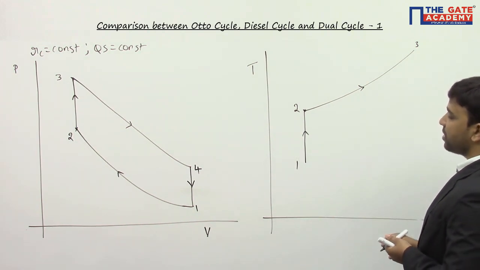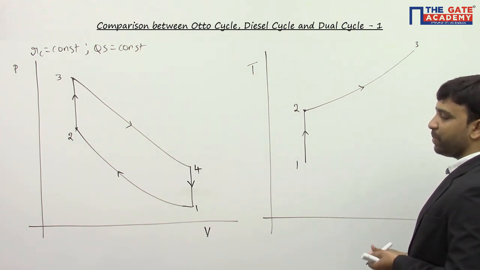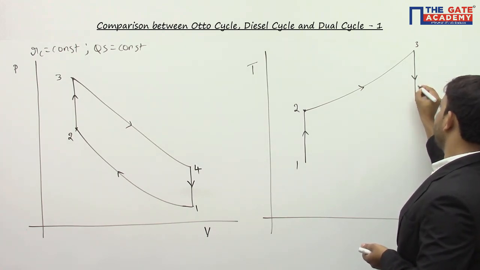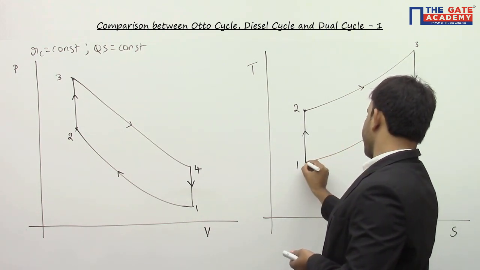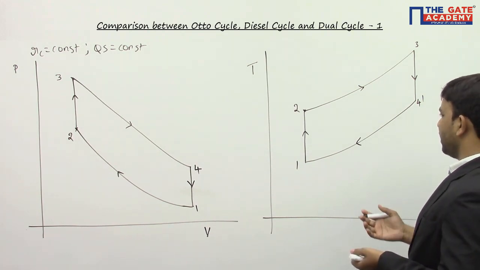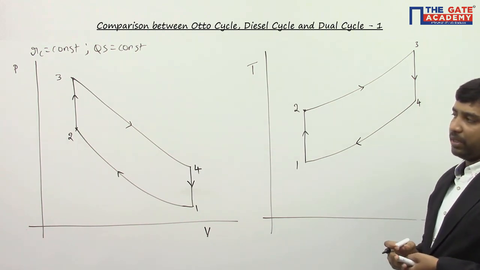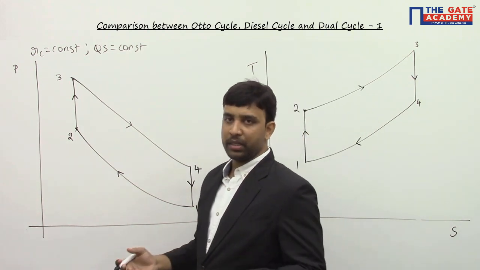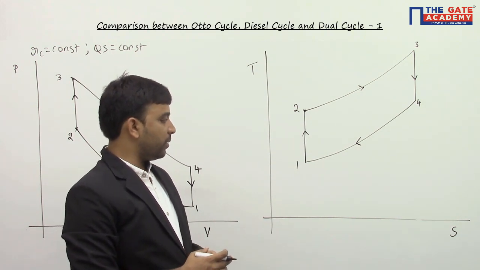And 3 to 4 is isentropic expansion process. Isentropic process, entropy remains constant, and since it's an expansion process, temperature falls. And 4 to 1 is constant volume heat rejection process. From 4 to 1, both temperature and entropy decrease. So whenever you are adding heat, both temperature and entropy increase. Whenever you are rejecting heat from the system, both temperature and entropy decrease.